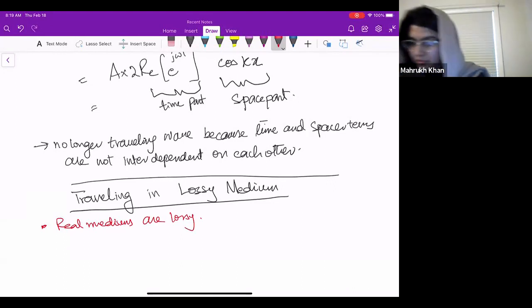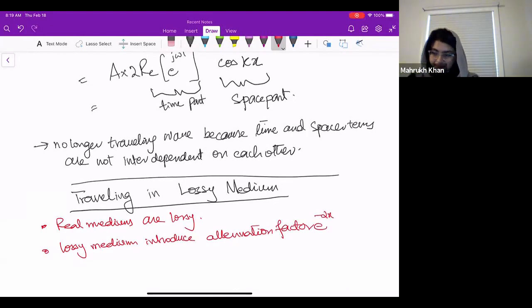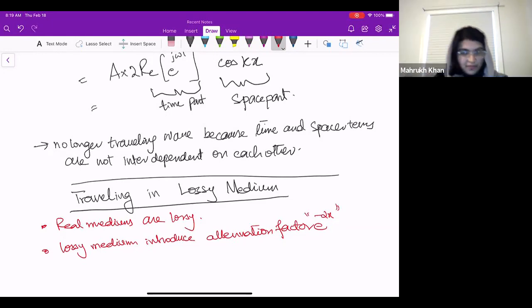So lossy medium introduces an attenuation factor, e^(minus alpha x), which means that it will attenuate with x. So it does not have a j factor in it. So it's not oscillation, but it's an attenuation factor.